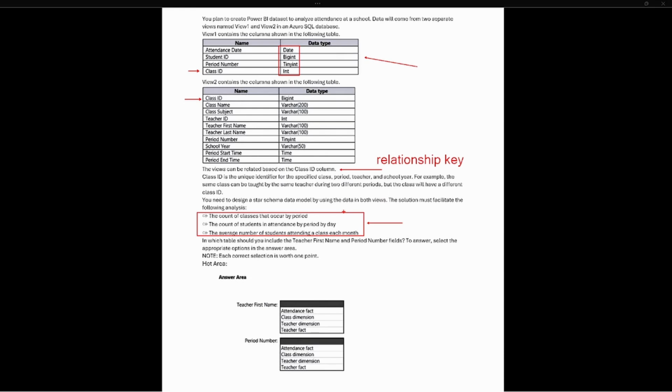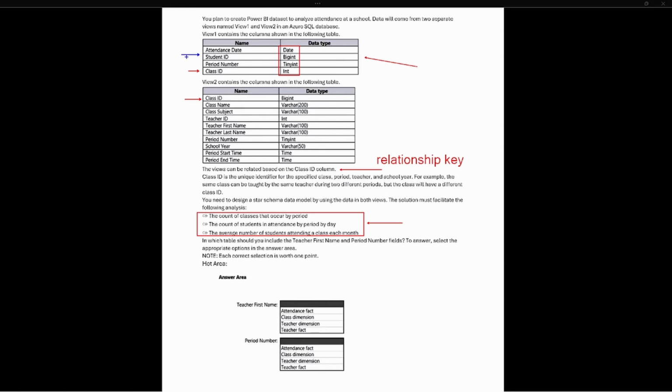The count of students in attendance, well, the attendance is up here in View 1. So we have the attendance date that's going to be able to relate to us the attendance for that specific class. We could do a count of the student ID that is going to be in that specific class and that specific period. The average number of students attending a class each month. Once again, we can look at the attendance date range for a month and determine how many students were in it.